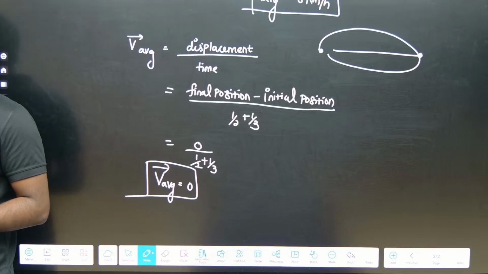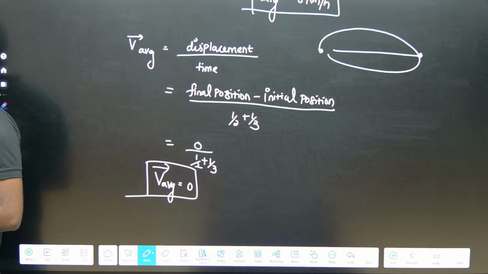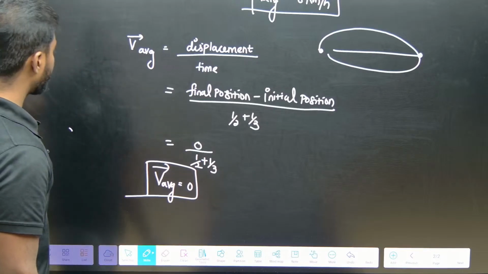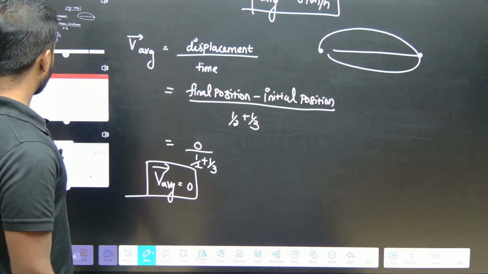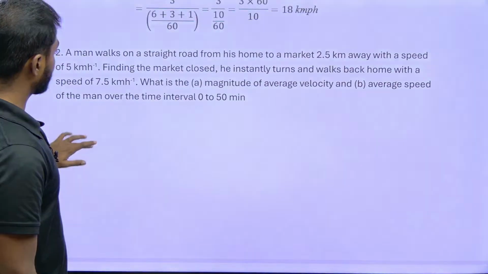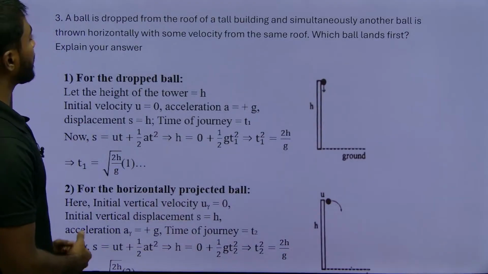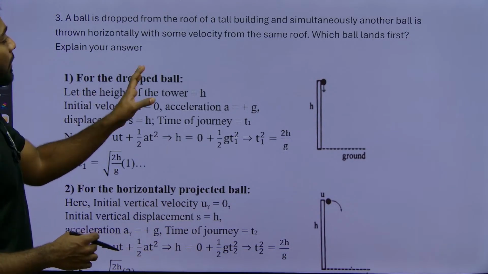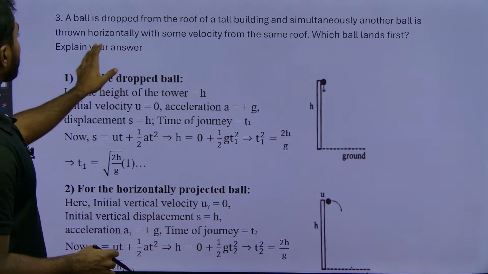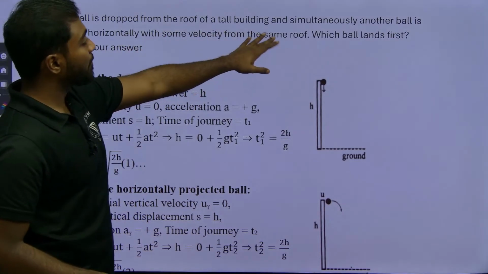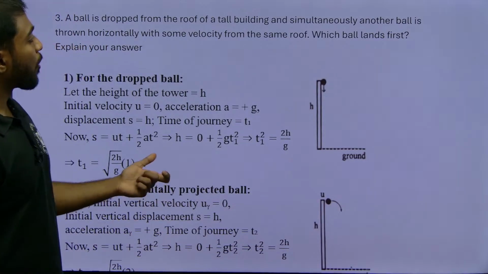Done? Can we go for the next one? Okay. So next question will be, a ball dropped from a roof of a tall building and simultaneously another ball is thrown horizontally with some velocity from the same roof. Okay, which ball lands first?